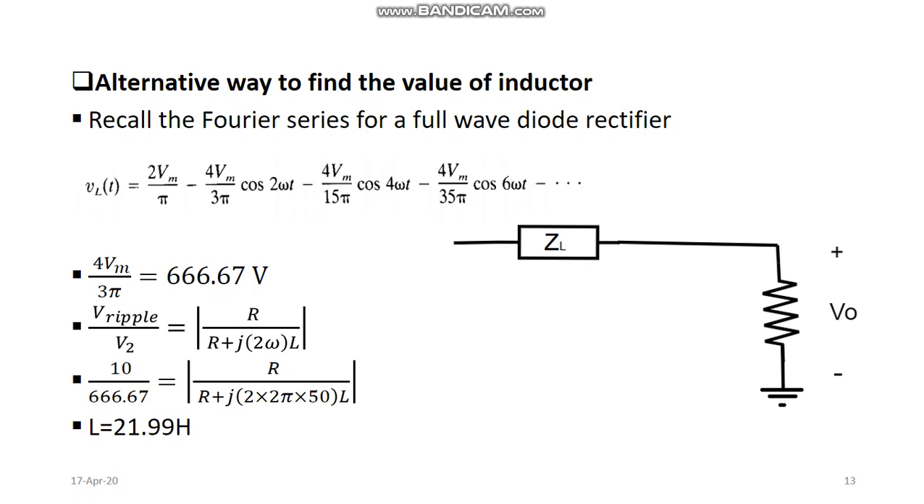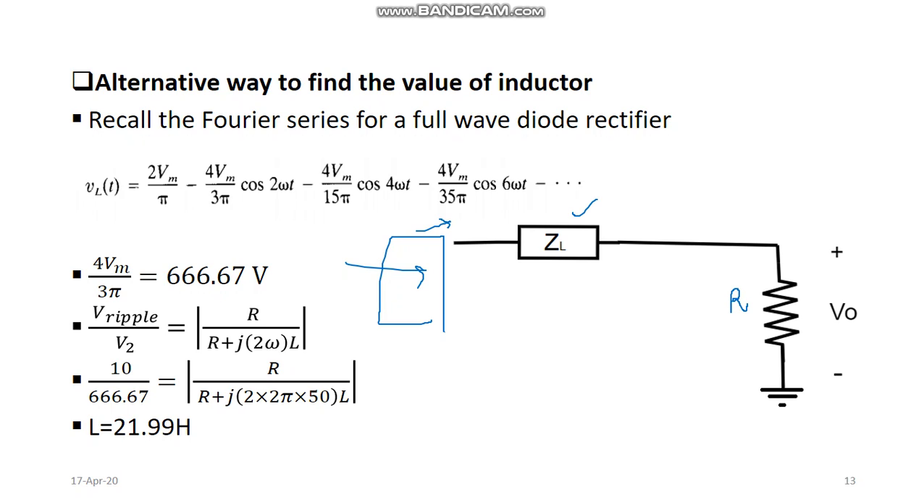There is another alternative way to find the value of the inductor as well. So let's see what that is. At this point we have a rectifier, and after that rectifier we have used an inductive filter whose impedance is given by ZL, and this is my output load R.